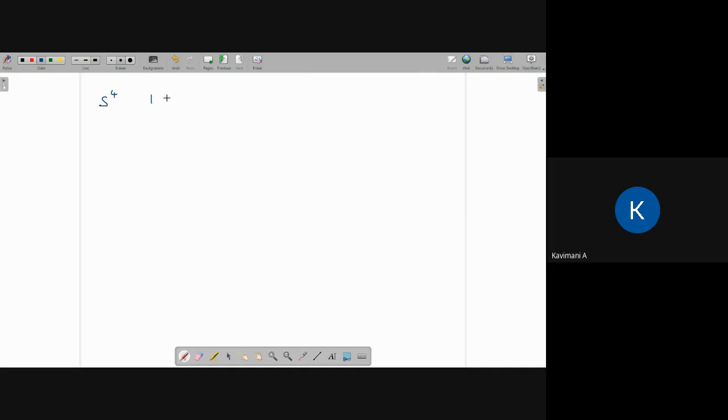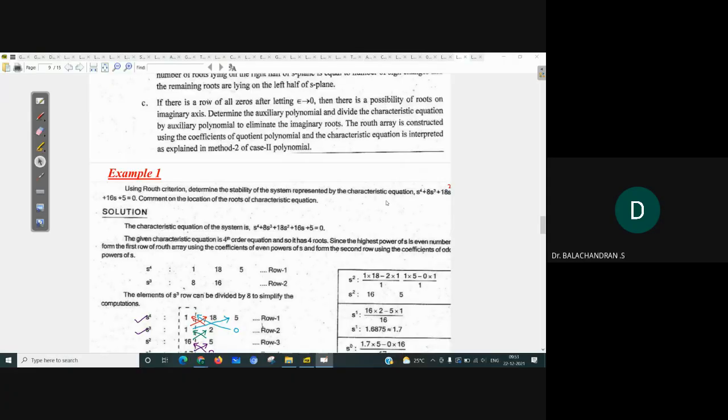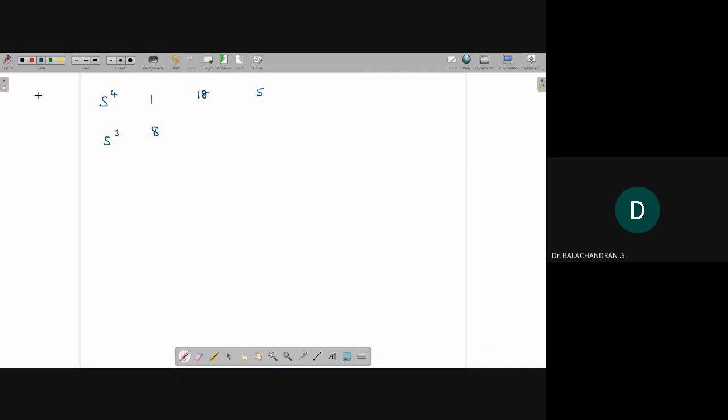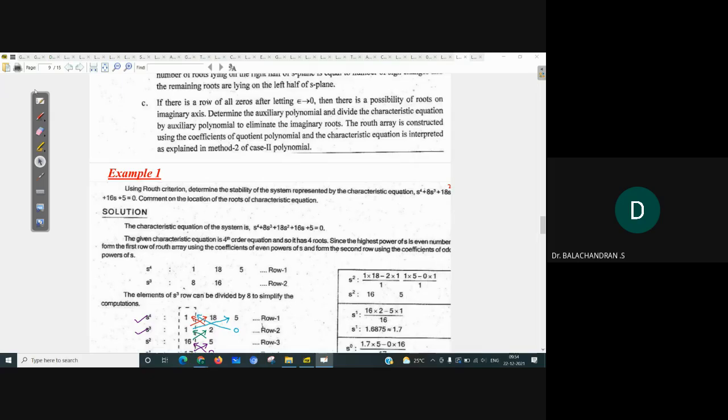1, 1, 5. 18, 5. Here 15. 118 and 5. Okay, 118 and 5. Second row: 8, 18, 16. Yes, sir, 16. 118, 5 and 8 and 16. So actually here 8 and 16, instead of 8 and 16 you can write what?